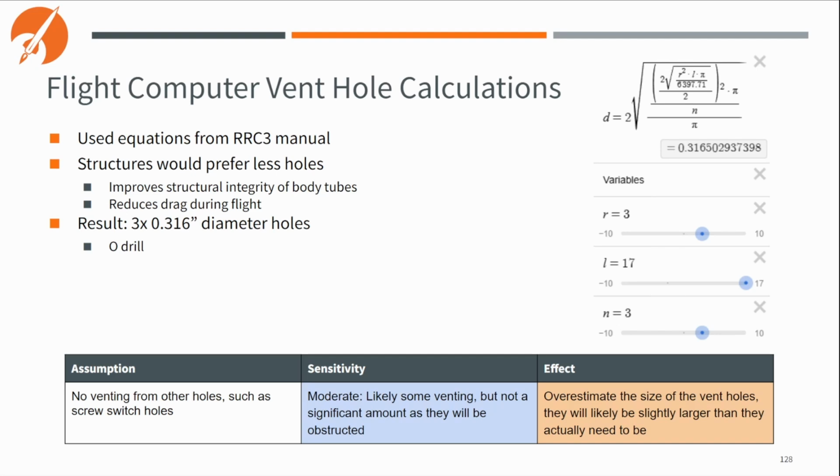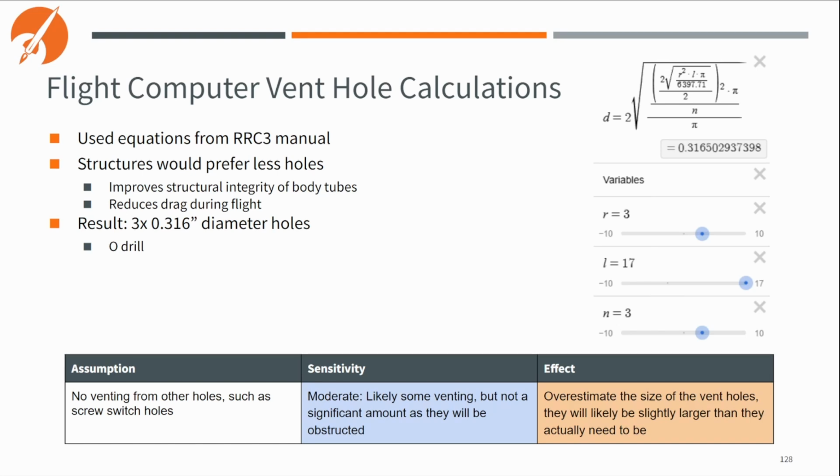As structures mentioned, we have some of our vent holes. Obviously, there's the ones for cooling, but these ones specifically are the vent holes for the flight computers, which need vent holes to equalize the pressure in the avionics bay with the pressure outside the avionics bay, as that's how they determine altitude. And to determine the sizing of these holes, we followed the calculations that appear in the RRC3 manual, and we found that the holes need to be 0.316 inches in diameter, and we'll be using an O drill to drill those, which we have confirmed that we have.